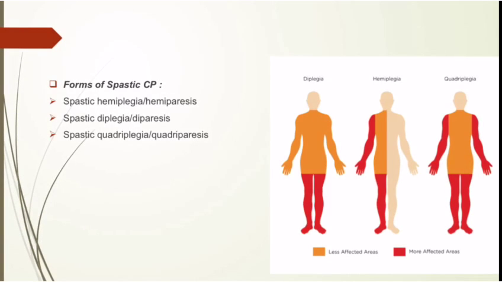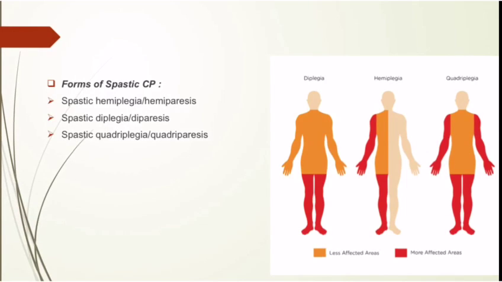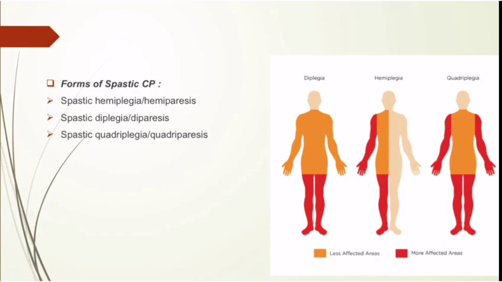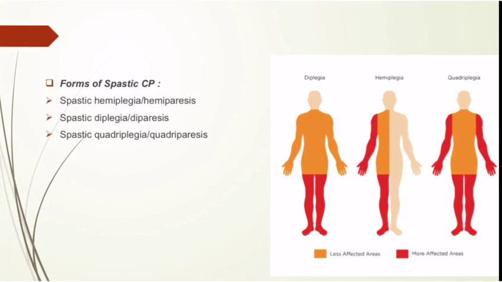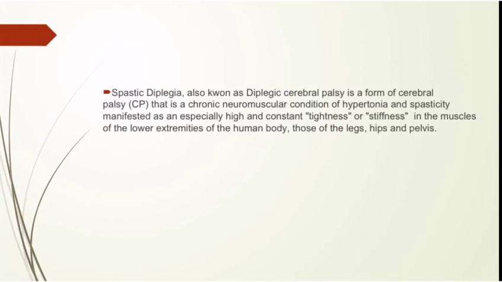As you can see in the image, orange represents the less affected area and red is the more affected area. In diplegia, the more affected area is the lower limbs and the upper limbs are the less affected area. For hemiplegia or hemiparesis, one side of the body, the upper and lower limb, is more affected. And for quadriplegia, both sides of the body, upper and lower limbs, are most affected. So quadriparesis is the worst.